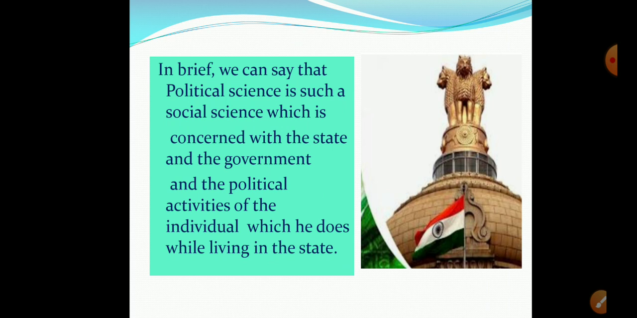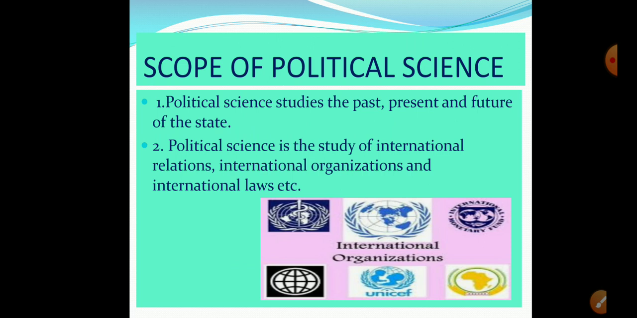So in a nutshell, we can say that from a traditional viewpoint, it deals with state and government, and from a modern viewpoint, we understand that it includes all sorts of formal, informal and behavioral aspects of the people which influence power sharing, or influence the activities of the state, the political activities of the state, right?